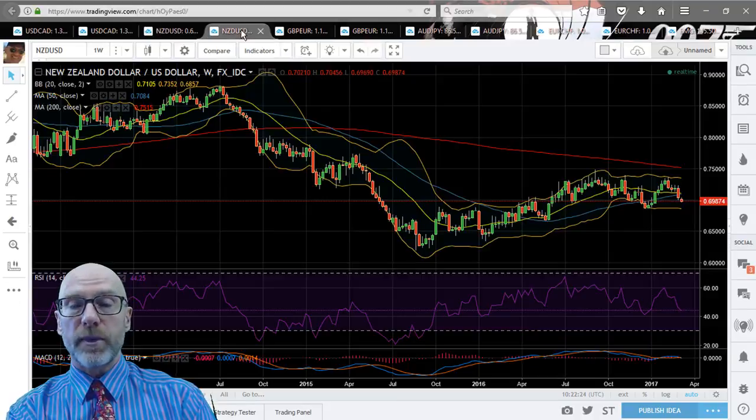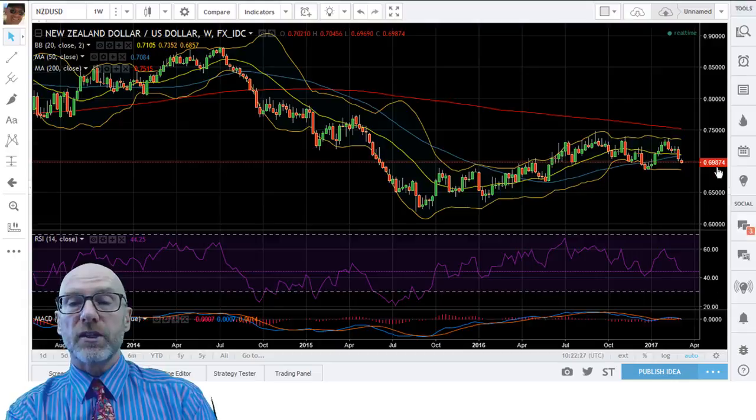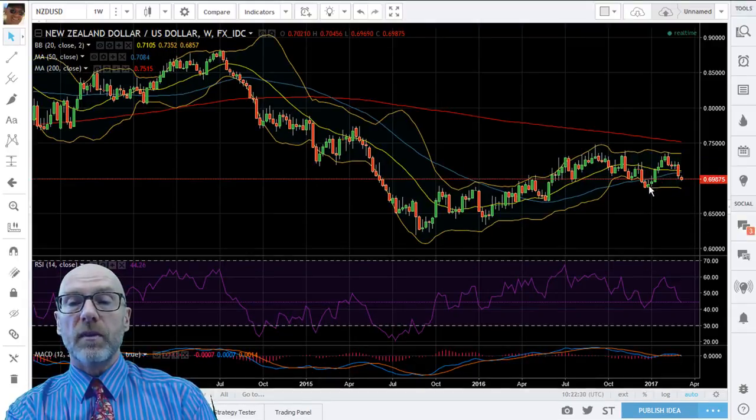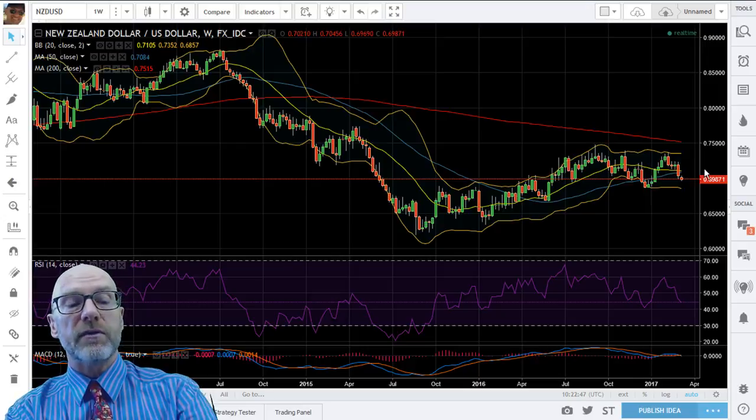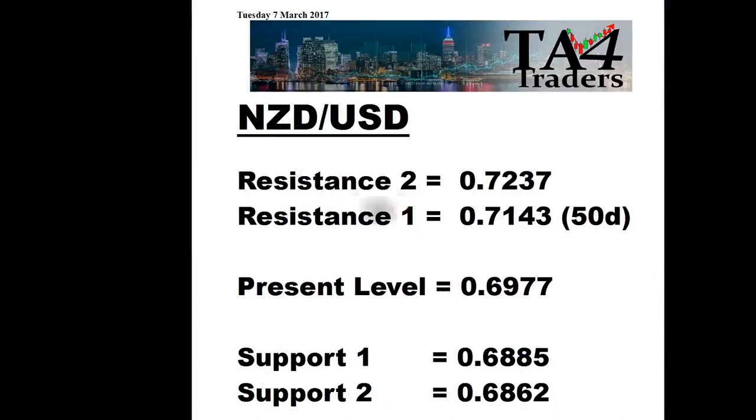On the longer term picture, you can see that the support coming in at this 68.95 level should hold. The 20-week is tracking downwards and about to track through the 50-week, which will give the resistance on the upside. They're at 71.05 at the moment. Looking at the support and resistance levels, resistance 1 on any bounce at 71.43, and then at 72.37, and then those supports are coming in at 68.85 and 68.62.